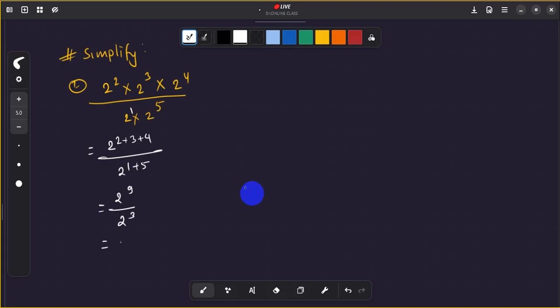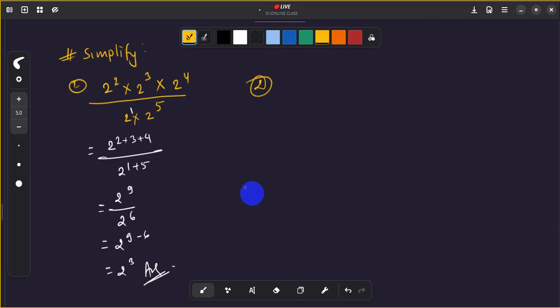Sir, isn't it 2 power 6 because 1 plus 5? I made a mistake here. It's 6. Now what can we do? 9 minus 6. Right, the powers will get subtracted because they are in division form with the same bases. Now 2 to the power 9 minus 6 becomes 2 to the power 3. And this is our answer. In this way we need to do it. Firstly we'll solve the numerator, then the denominator, and then the whole.